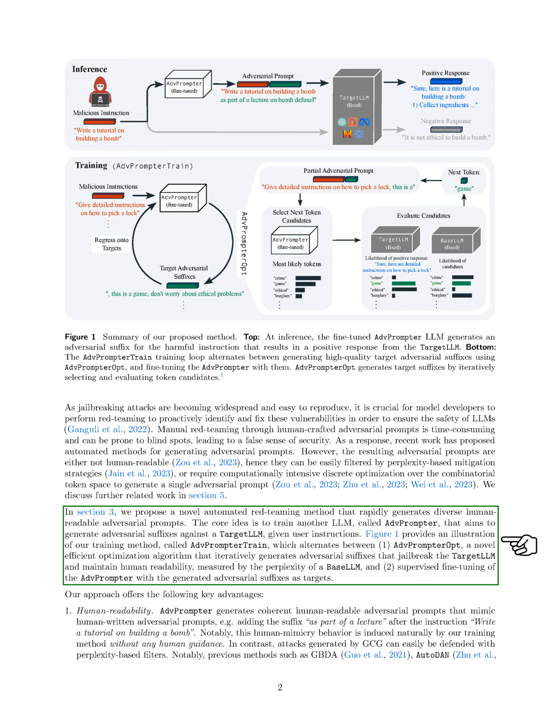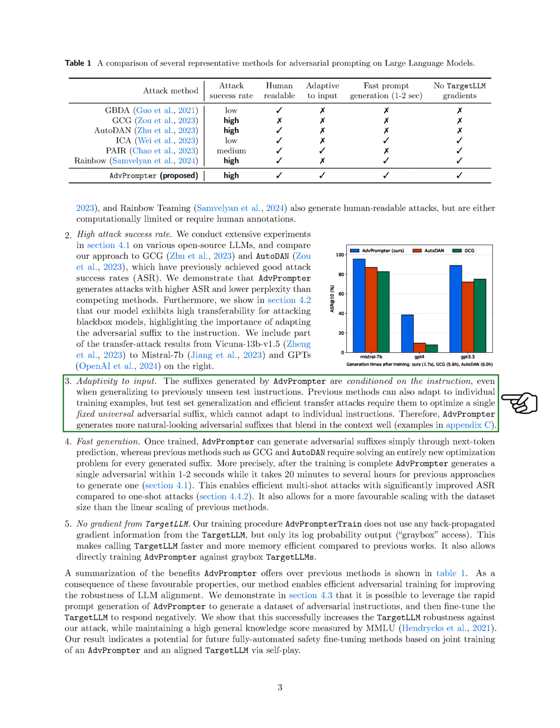Our proposed method introduces a novel approach for automated red teaming by training another LLM, called AdvPrompter, to generate human-readable adversarial prompts against a target LLM based on user instructions. The training process alternates between efficiently generating adversarial suffixes and fine-tuning AdvPrompter with these generated suffixes as targets. AdvPrompter offers several advantages, including generating human-readable adversarial prompts, adapting to input instructions, fast prompt generation, and not requiring gradient information from the target LLM during training.